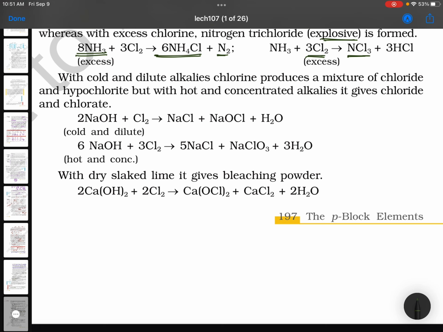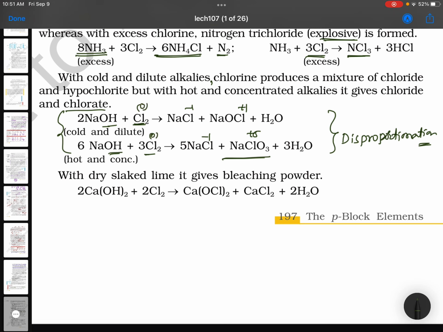With cold and dilute alkalis, chlorine produces a mixture of chloride and hypochlorite, but with hot and concentrated alkalis, it gives chloride and chlorate. These reactions you have been discussing in disproportionation for a long time, right? You know about the balancing of these reactions. You did a lot of work on this. Dilute: -1 and +1. Concentrated: -1 and +5. Both are disproportionation reactions, where chlorine 0 is converted to -1 and +1, and chlorine 0 is converted to -1 and +5.